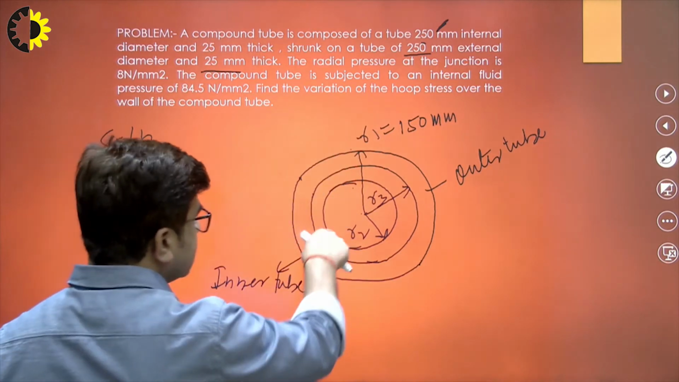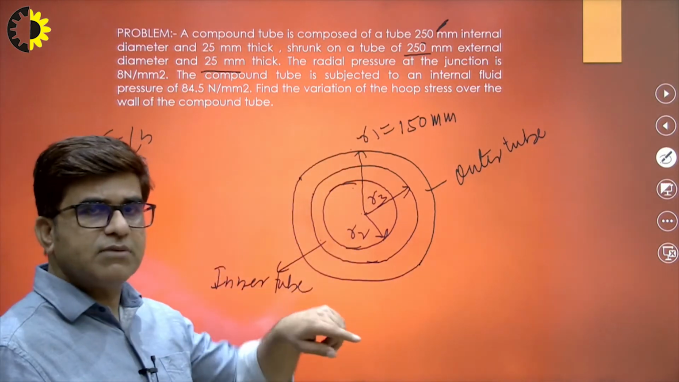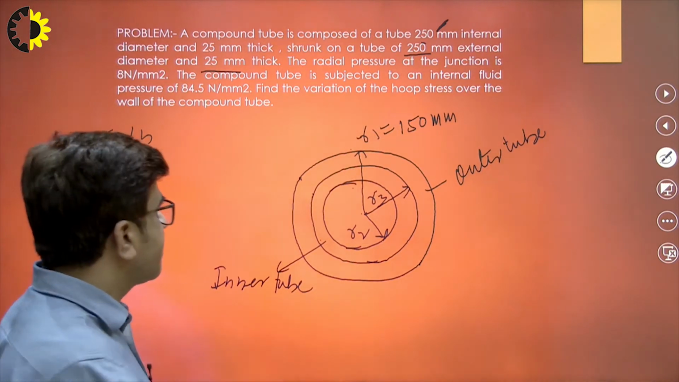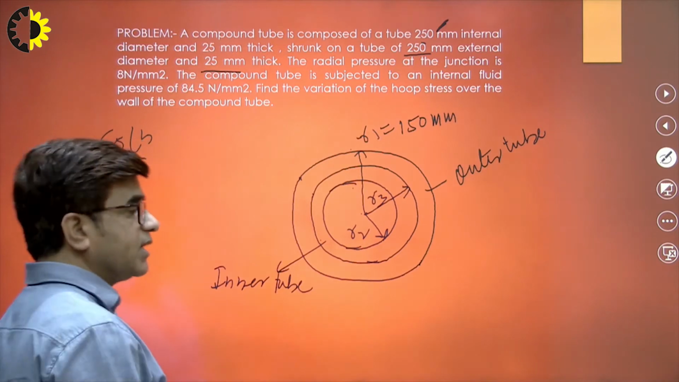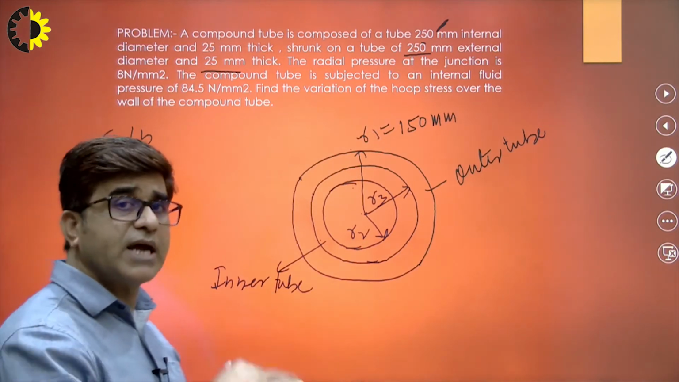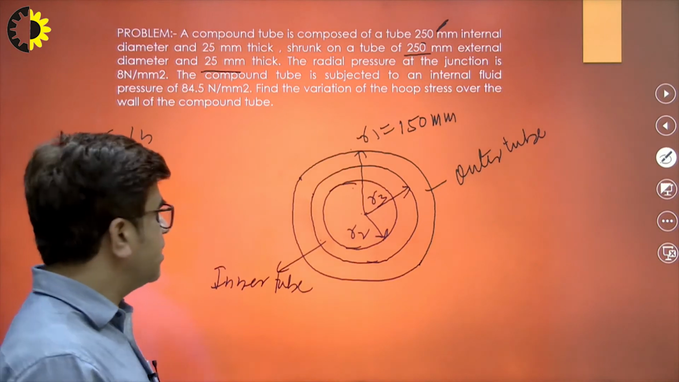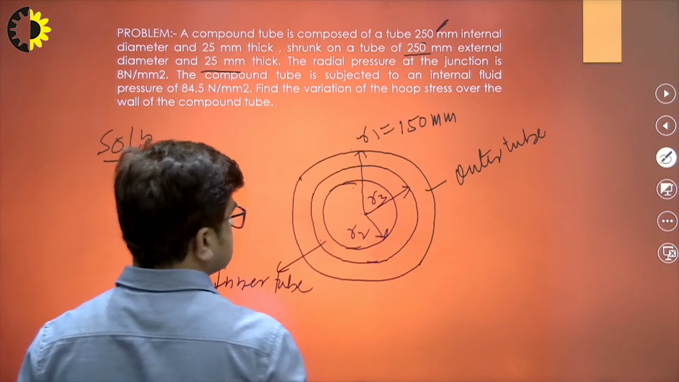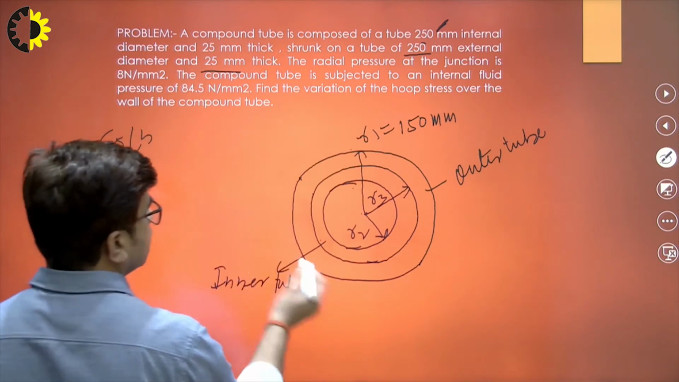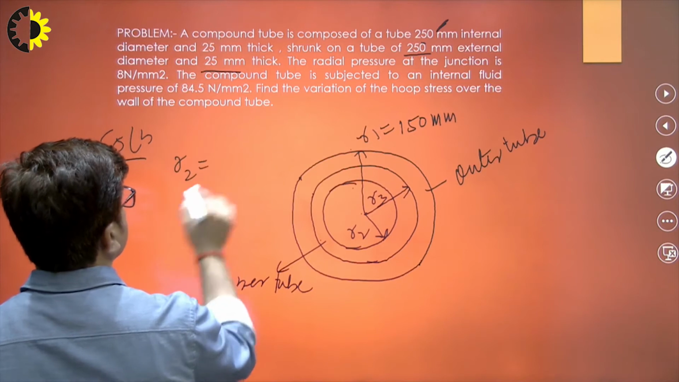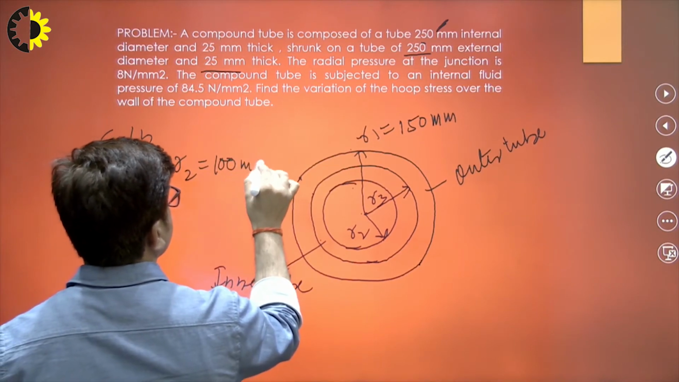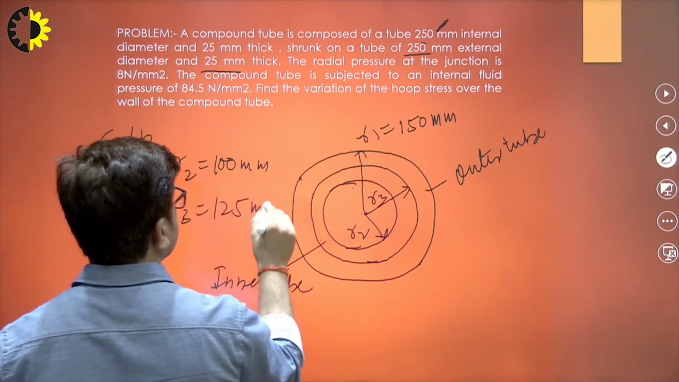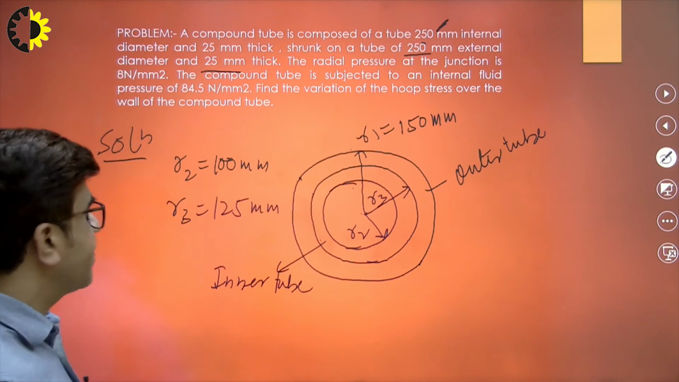Now for the inner tube, the external dia is given, meaning the external radius is given, and that external radius is nothing but the junction radius, and that is 125. If I subtract 25 mm, I can get the inner radius of the inner tube. So this inner radius of the inner tube, that is R2, equal to 100 mm, R3 equal to 125 mm. This much information is given.